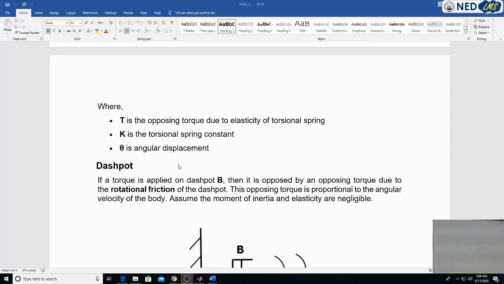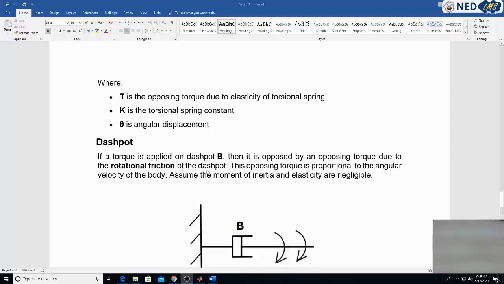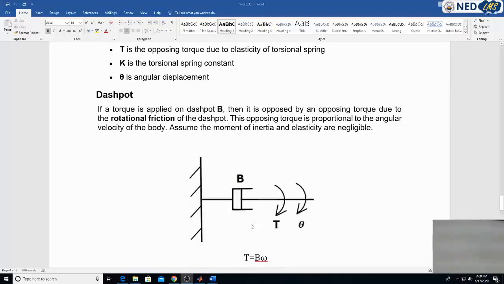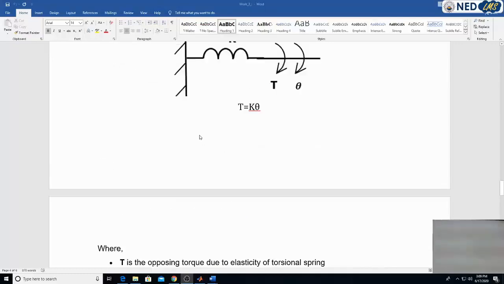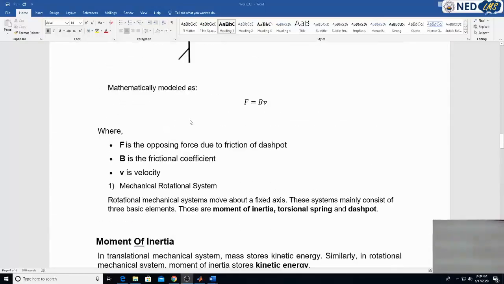Dashpot or damper in the rotational system is basically the friction which we model in the rotational system. That friction is modeled physically by this damper or dashpot, and the opposing torque produced by it is directly proportional to the angular velocity, and this b is the rotational frictional coefficient. So these are the three basic elements which you can see in any rotational system.